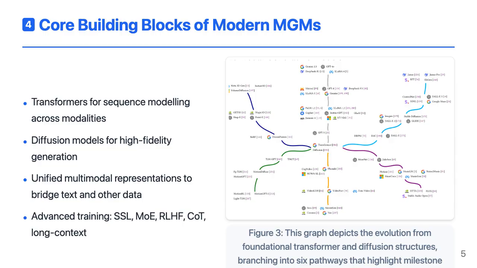Under the hood, most modern multimodal generators share a common toolkit. Transformers provide a flexible way to model sequences, whether those sequences are words, image patches, audio tokens, or motion codes. Diffusion models have become the workhorse for high-quality image, audio, and video generation. On top of that, we see methods for building shared representations that align text with images, audio, and motion. And finally, advanced training strategies, self-supervised learning, mixture of experts, reinforcement learning from human feedback, chain-of-thought prompting, and long context training are used to scale these systems and make them more controllable and aligned.